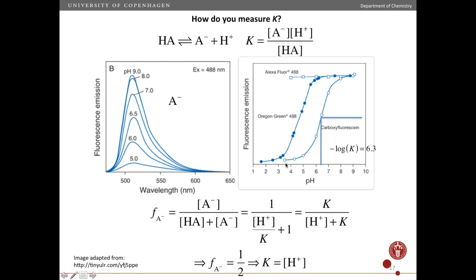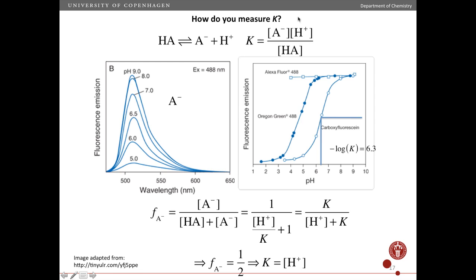So you can plot this as a function of pH, and if you do that, you get this particular curve here. At low pH, you have very little of this. At high pH, you have a lot of this. And so this is basically a measure of the concentration.